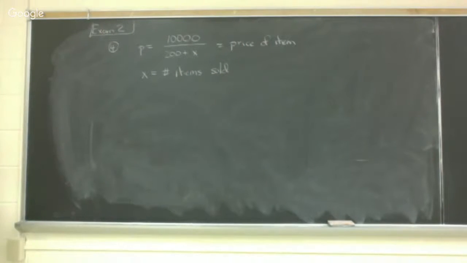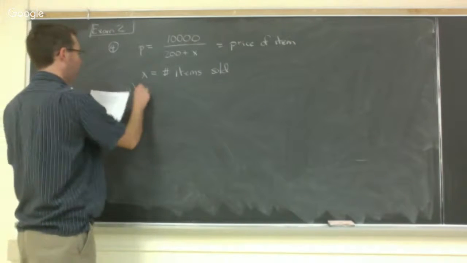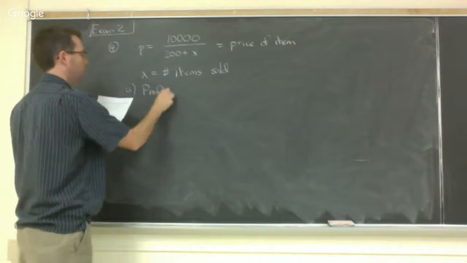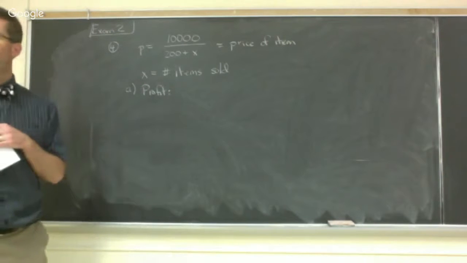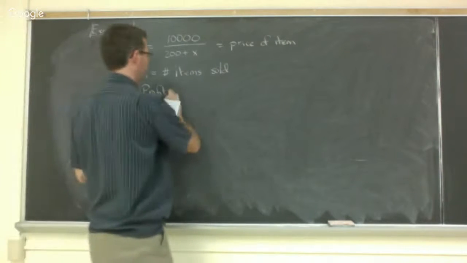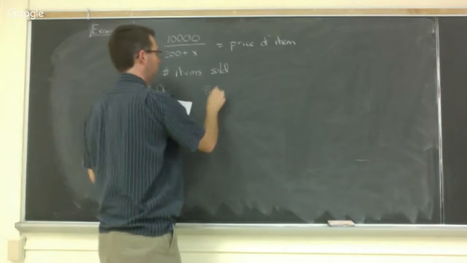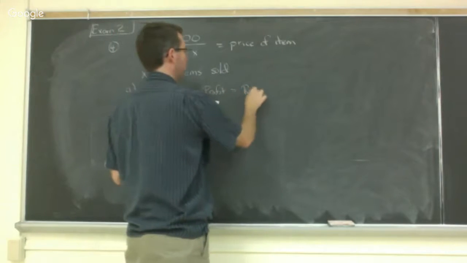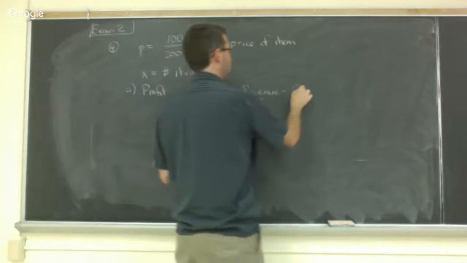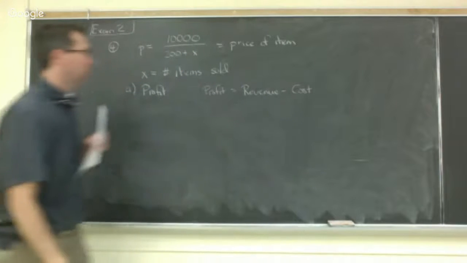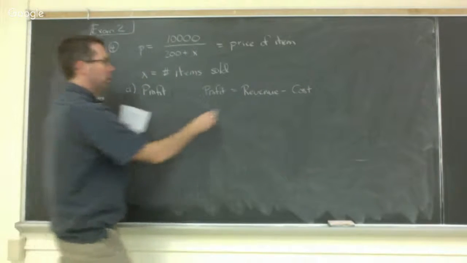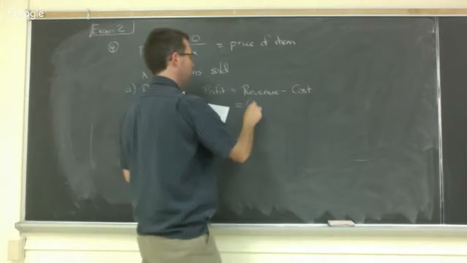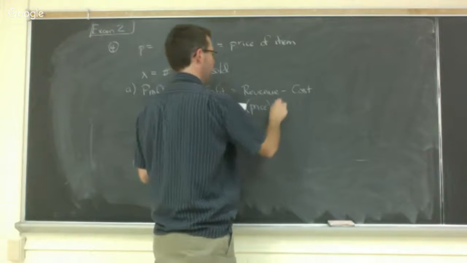So here we had a price for an item of 10,000 over 200 plus x. It depended on the number of items sold, which was x. We want to calculate the profit. And so in general, profit equals revenue minus cost. And so our revenue is the price times the number of items.